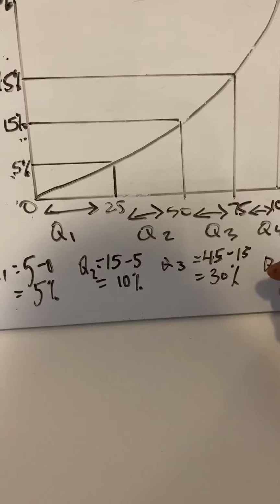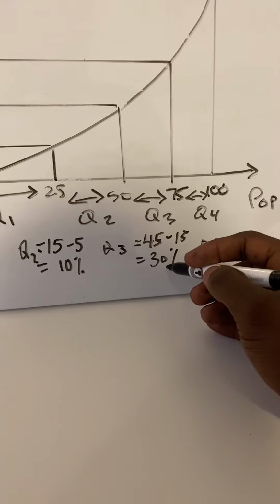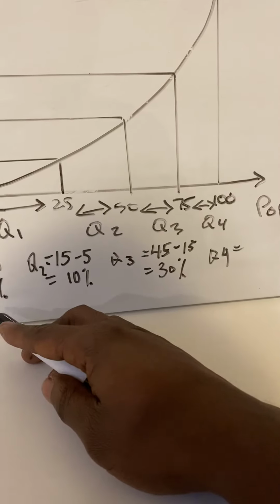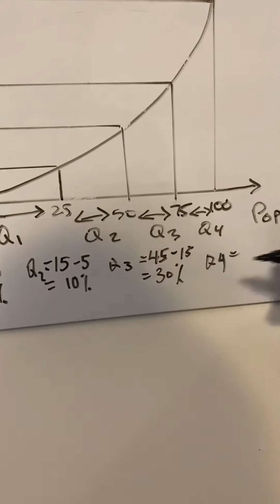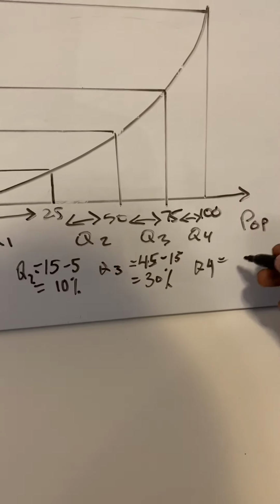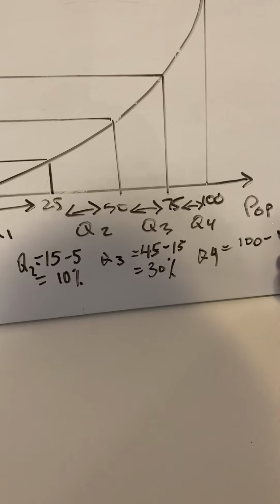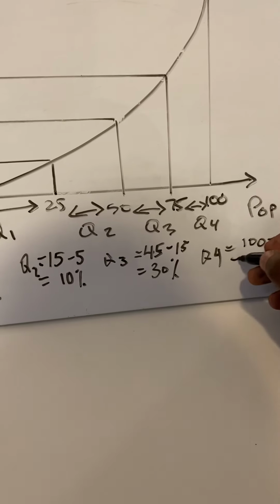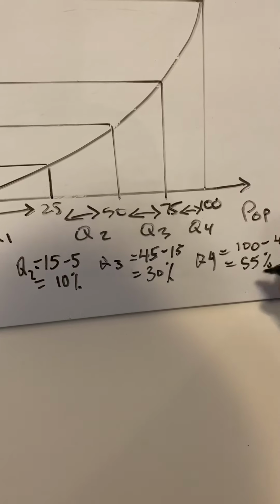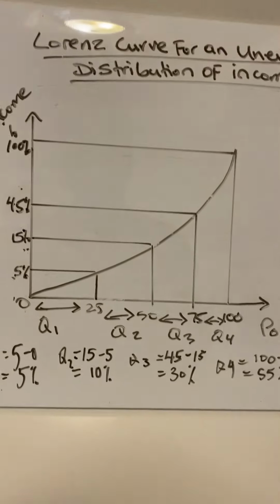So for Q4, which is the upper quartile, remember 45% is already gone, because 30, 10, and 5, 45 already gone to the rest of the population. So this leaves the upper quartile, right, to get 100 minus 45, which equals 55%. So they get 55%. So it's unevenly distributed, all right, based off this Lorenz curve.